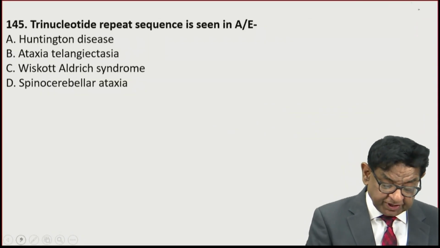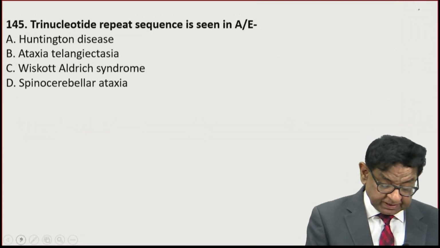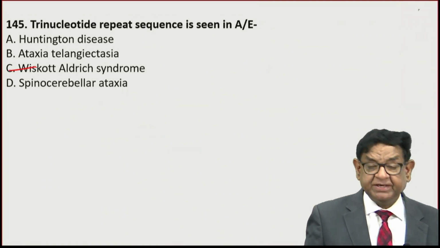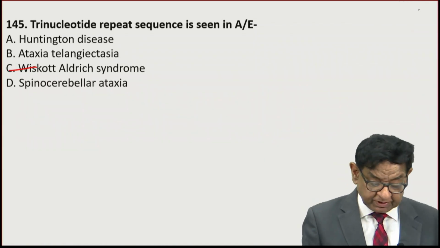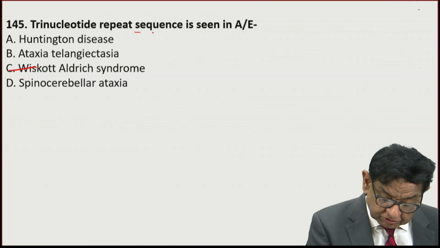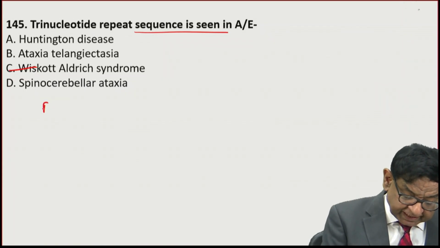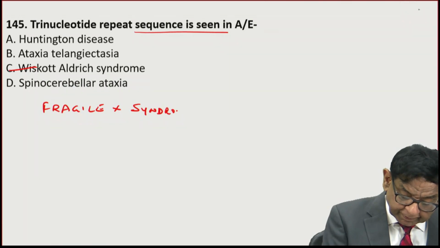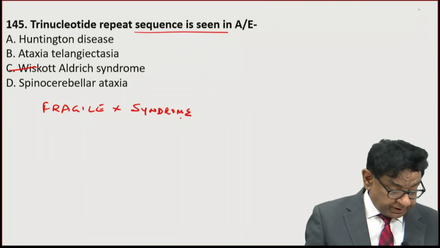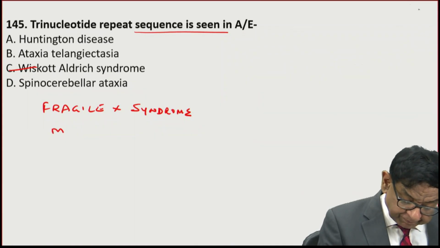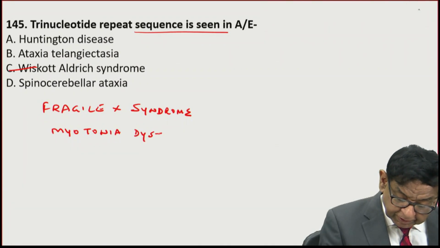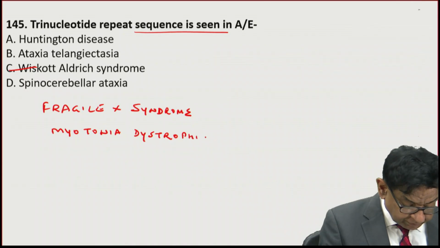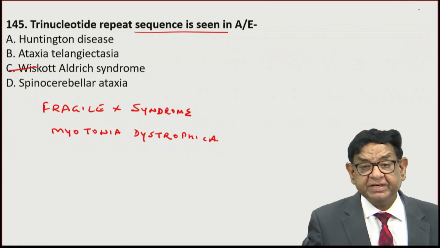Question 145. Nucleotide repeat sequence is seen in all except. The answer is Wiskott-Aldrich syndrome. Now, just to inform you, this sequence is also seen in conditions like Fragile X syndrome. Okay, it's also seen in myotonic dystrophy. It is also seen in Friedreich's ataxia.